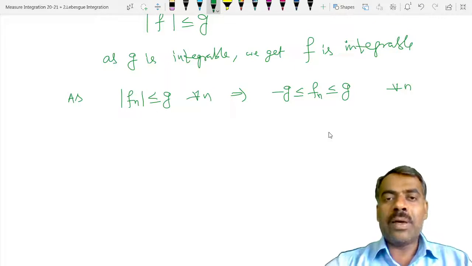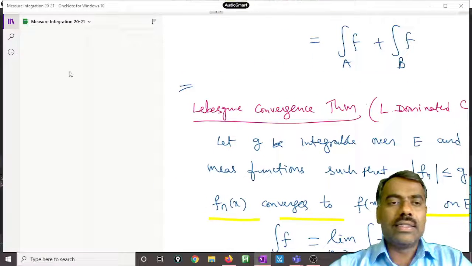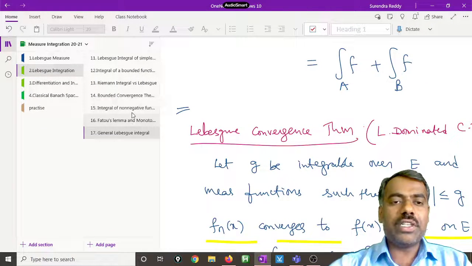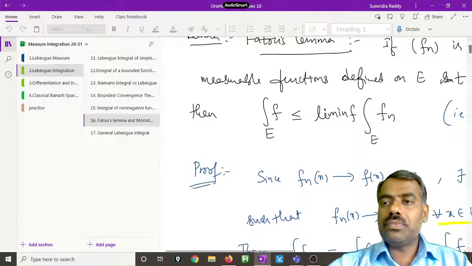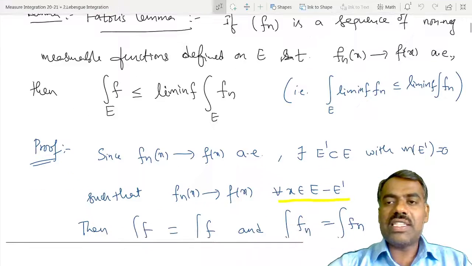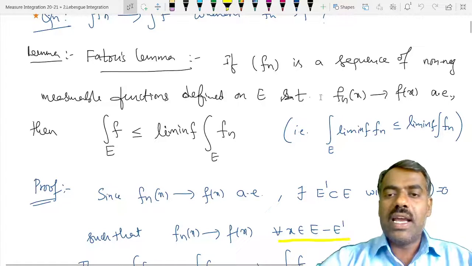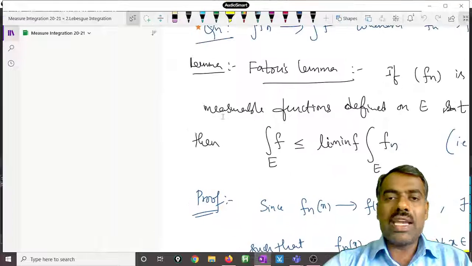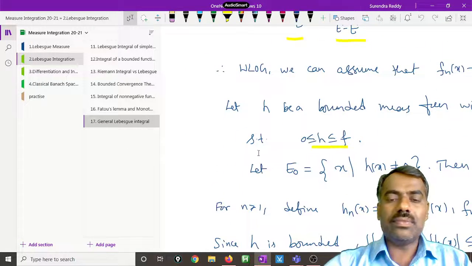Okay. If you remember, what is Fatou's lemma? Fatou's lemma is for any sequence of non-negative measurable functions. So you have Fatou's lemma here. What it says is that if fn is a sequence of non-negative measurable functions, you should require only the condition that they be non-negative. And whenever fn(x) converges to f(x), then the integral of f is less than or equal to the lower limit, right? So how can we apply Fatou's lemma here to this general Lebesgue integral?